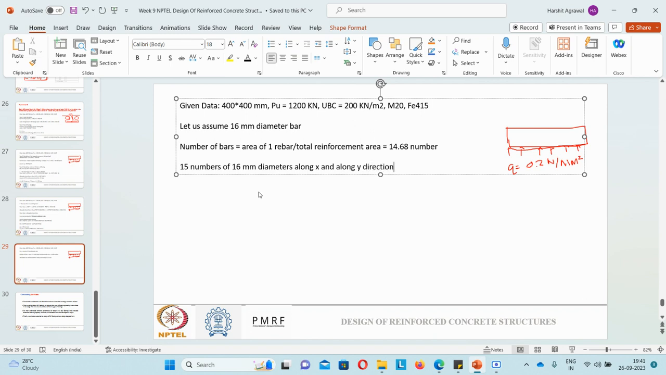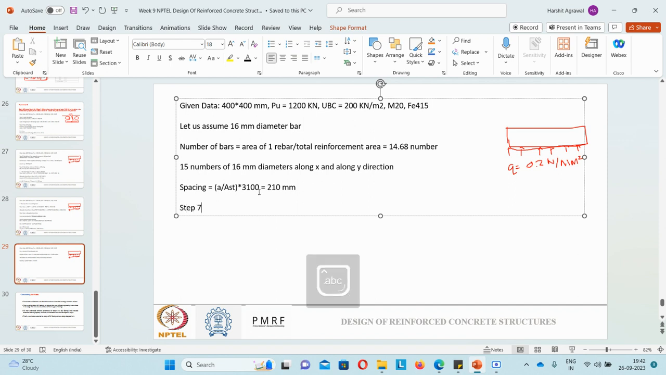Spacing we can easily calculate. We know the area of one reinforcement and total reinforcement. We know the value of b. So what will be my spacing? Spacing is nothing but area of one reinforcement upon total AST times b. So it will come out to be around 211. So we are providing 210. So at 210 spacing, we need to provide 15 number of 16 mm bars along both the sides.